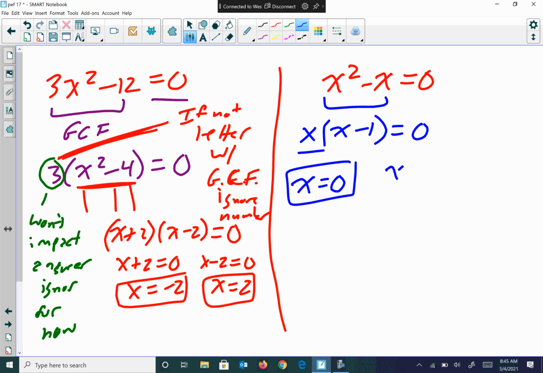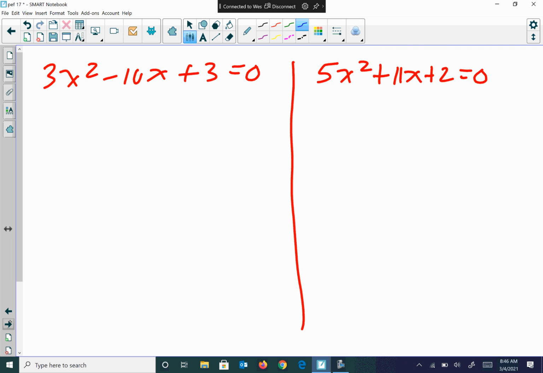All right, and then I have x minus 1 equals 0 as well. So add 1 to both sides. So here's my two answers. Again, when it's squared, when it's raised to the second power, that means you have two answers, which is an okay thing. Can we move on? 4 left, yes? Oh boy.